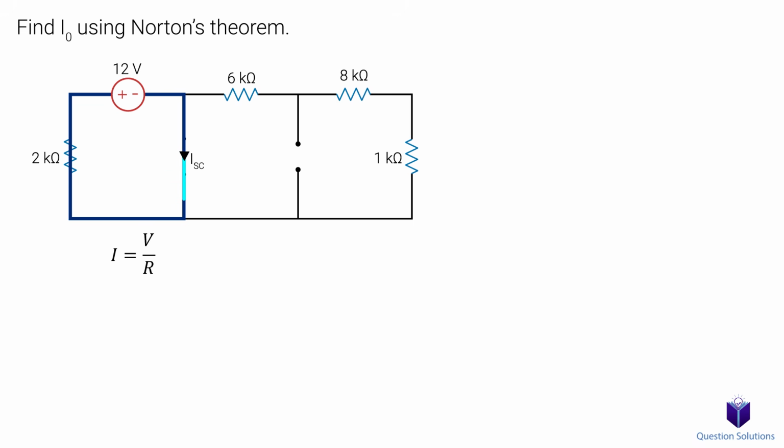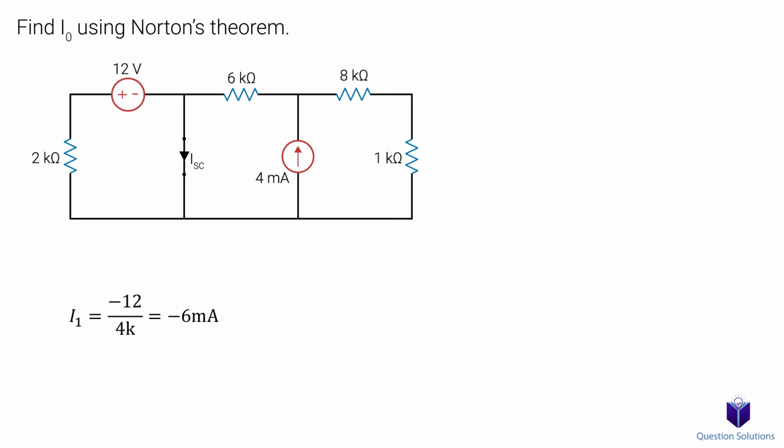Current equals the voltage divided by the resistance. It's really important to keep in mind that the positive side of our voltage source is on the left. So the flow of current will be counterclockwise in this loop. But our ISC is drawn opposite to it. That means we get negative 6 milliamps, not positive.